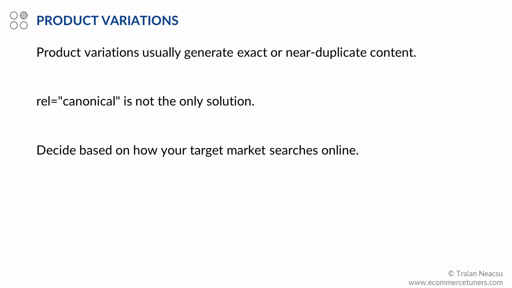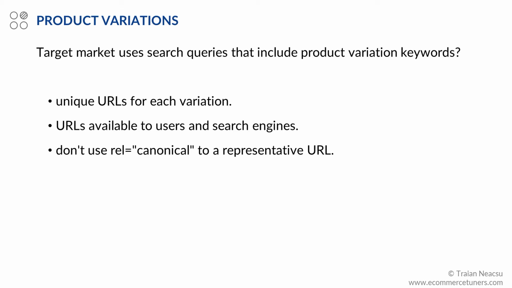Decide how to handle product variations once you understand how your target market searches online, and base the decision on your business goals. For instance, if your target market uses search queries that include product variation keywords, you may want to have unique URLs for each variation. Make those page URLs available to users and search engines, and don't use rel canonical to a representative URL. The challenge is to make these pages compelling by adding unique product descriptions for each variation.